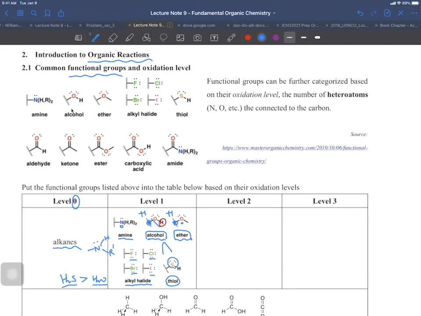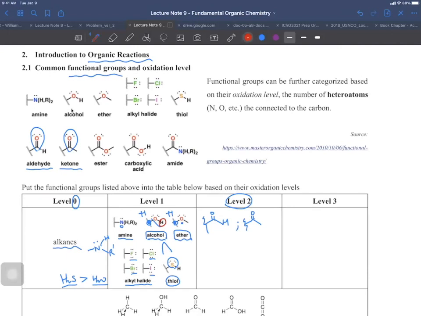And then if the carbon is double bonded to a heteroatom, such as oxygen, nitrogen, or other elements, that will be level 2. So the typical examples are aldehyde and ketone, because the carbon is double bonded to the oxygen. Ketone is also the same. So let's move it here. Aldehyde, ketone. So I think we should make a comparison between the aldehyde and the ketone.